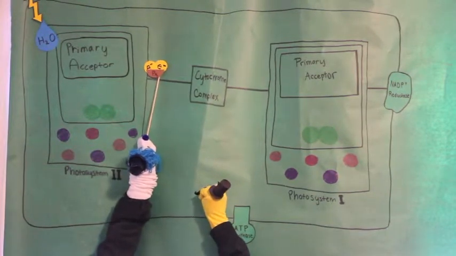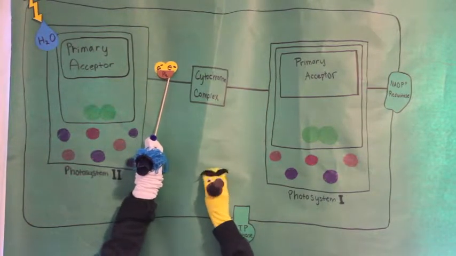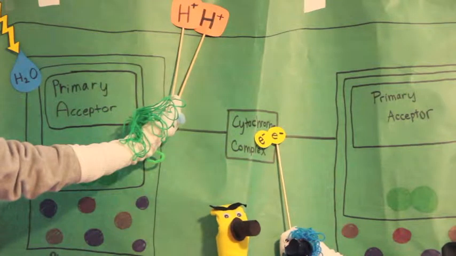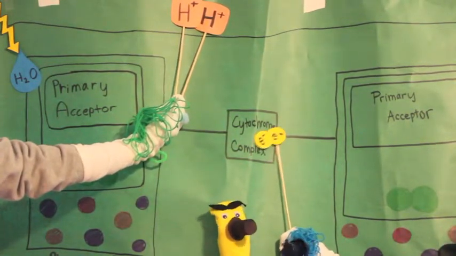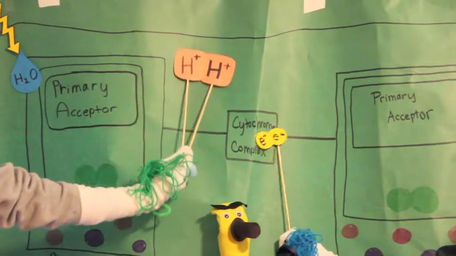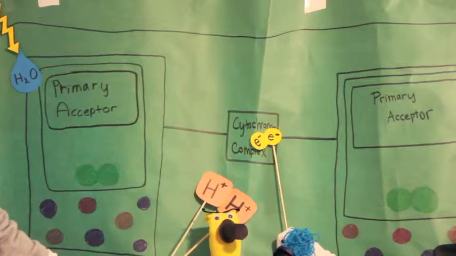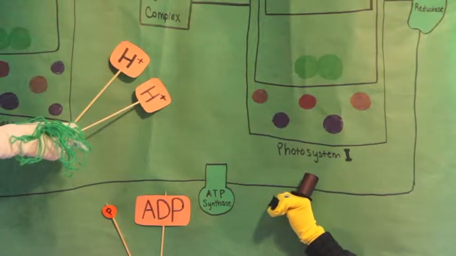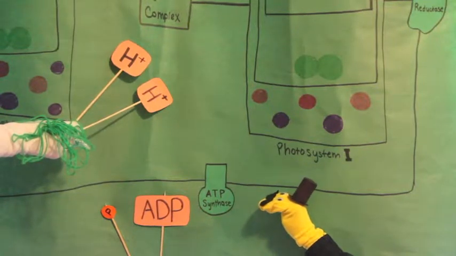They get on the electron transport chain and get carried by PQ to the cytochrome complex. There, the electron's energy is used to pump the extra hydrogens from water in the stroma inside the thylakoid membrane. All of the hydrogen inside the membrane creates a proton gradient that brings in water.